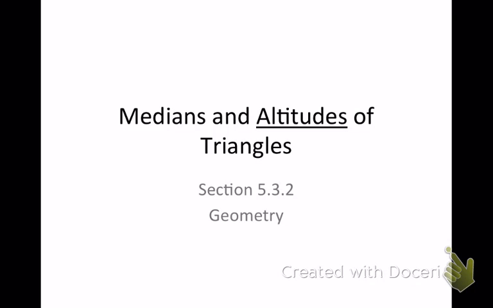All right, today we're going to do the second half of section 5.3, medians and altitudes of triangles. We are today going to focus on the term altitudes. Now, when you think of the term altitude, what comes to mind? How high up you are. Planes. A lot of times planes come to mind.